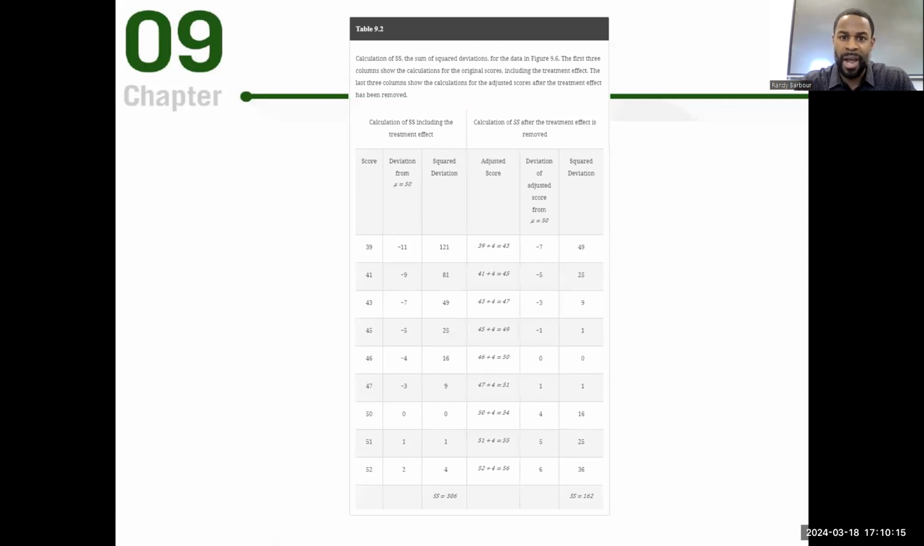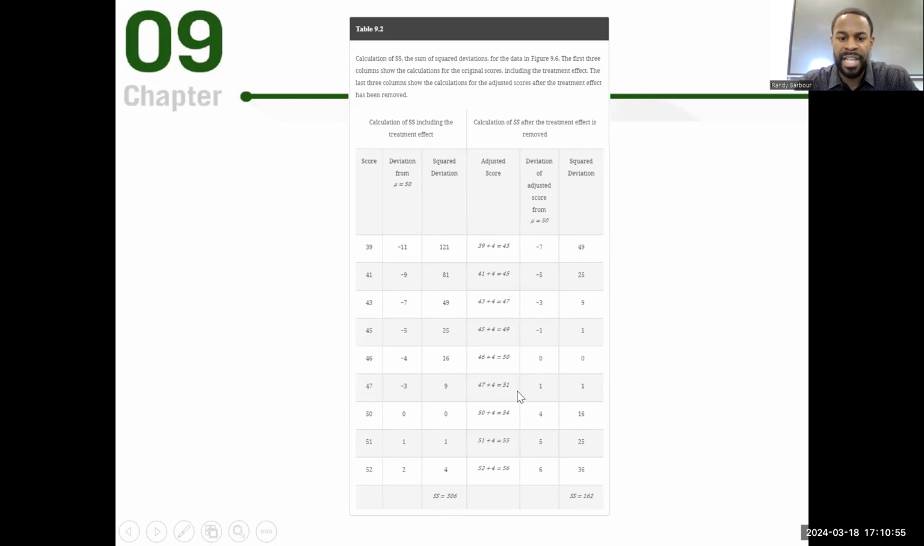And this is how you would do it. These are the values that you get for the e-reader. This is the first one. There's the sum of squares for the treatment effect, and this is without the treatment in it. You have a sum of squares of 306. When you remove the treatment effect, that means you add that average difference of 4 to every subsequent value. Then you decrease the value of the sums of squares.